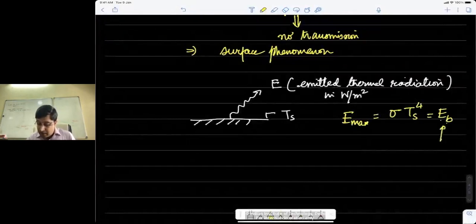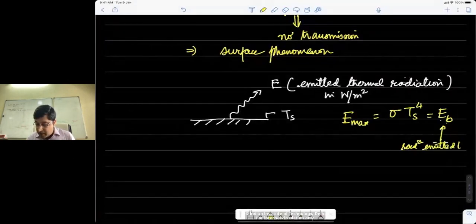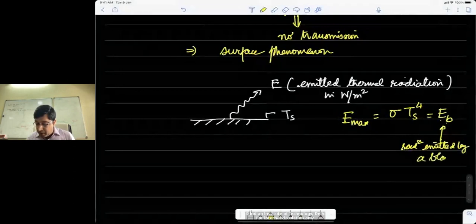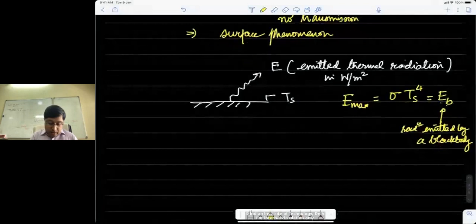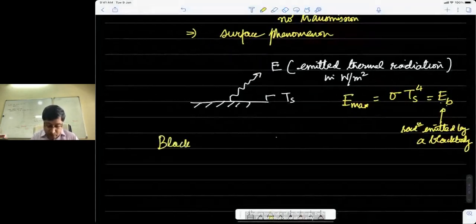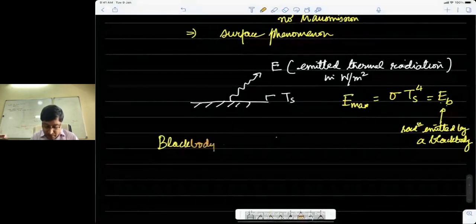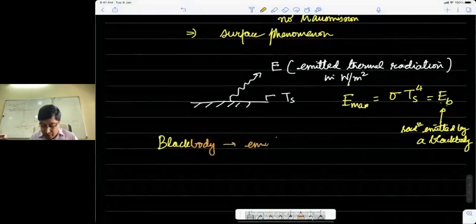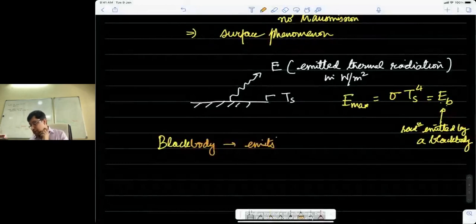So this is radiation emitted by a black body. And what is a black body? We call something a black body when it is a perfect emitter. A black body is one which is a perfect emitter.